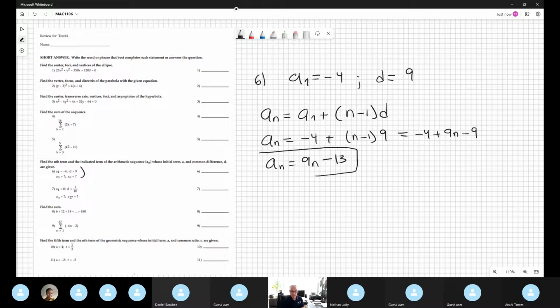Boom! This is my formula. This formula generates, plugging in 1, 2, 3, 4, 5, 6, 7, any number in the sequence. But then one specific, 6. Okay, I try. That's easy. 9 times 6, because I suppose n is 6, minus 13. It's 54 minus 13 is 41. Boom! I finish question 6. Important, that formula, guys.